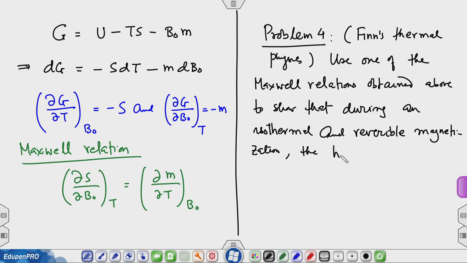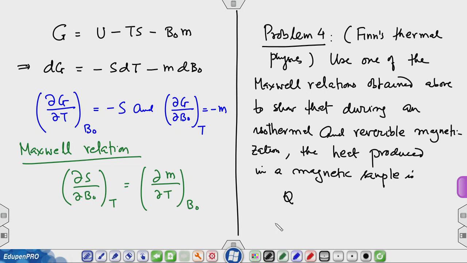The heat produced in a magnetic sample is Q equals C V over T square, mu 0 B 0 square over 2.